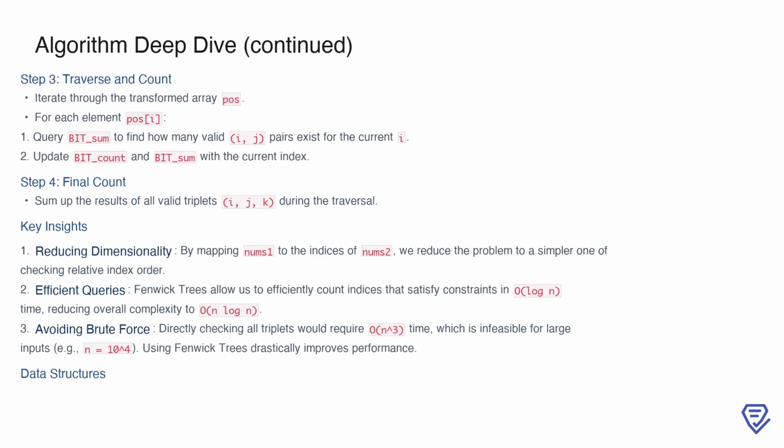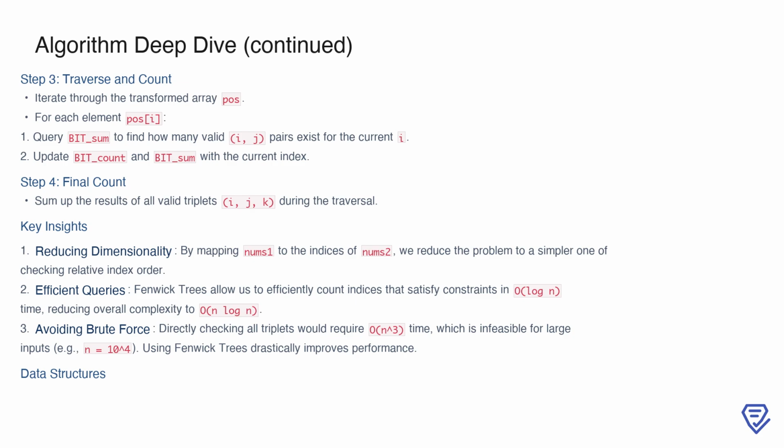With the Fenwick tree setup, we begin traversing the transformed array pos. For each element in pos, we use the Fenwick tree to count how many valid pairs (i, j) exist for the current index. Specifically, we query the prefix sum to determine how many indices before the current one satisfy the relative ordering constraints. This gives us the count of valid (i, j) pairs for the current index. We then update the Fenwick tree to include the current index, ensuring that this index is considered for future queries.